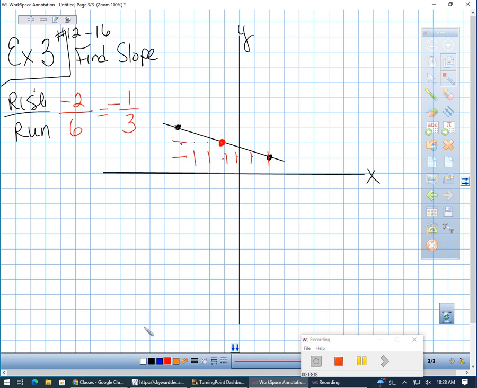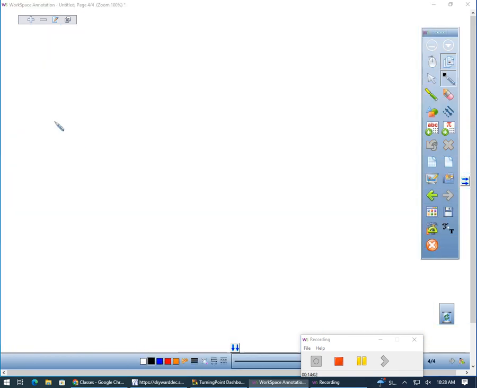Any questions? Doing okay? All right. So you have 3 just like this. You look in your book, you count the points from the left point to the right point. That's all you have to do. All right? We're all good? Okay. All right, example number 4.